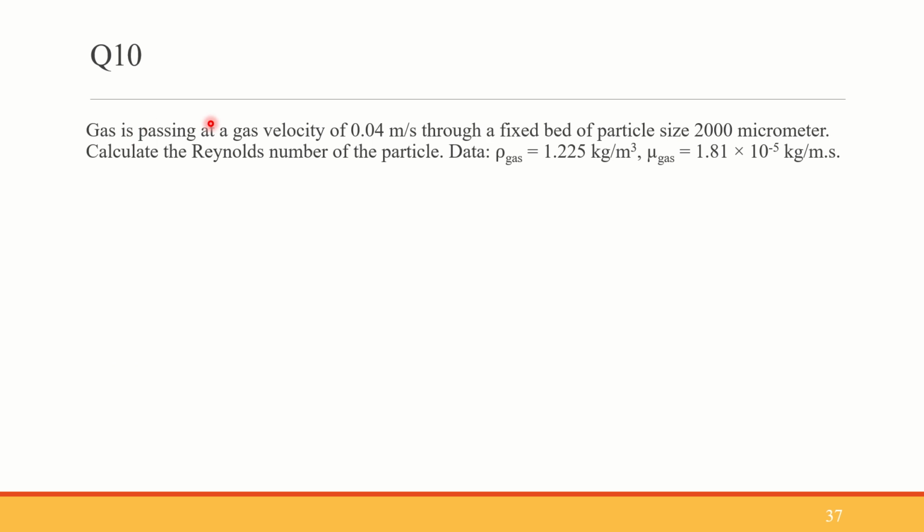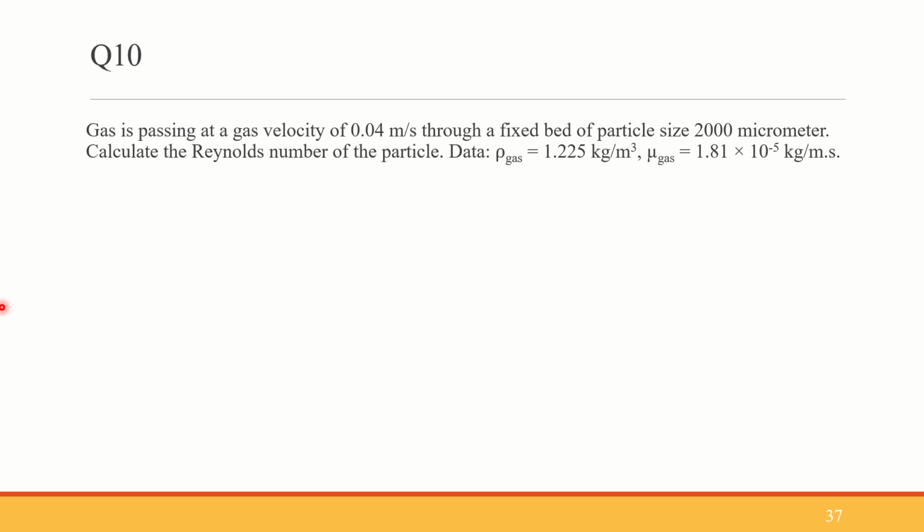Gas is passing at a gas velocity of 0.04 meter per second through a fixed bed of particle size 2000 micrometer. Calculate the Reynolds number of the particle. Data: density of gas, rho gas, is 1.225 kg per meter cube. Viscosity of gas, mu gas, is equal to 1.81 into 10 power minus 5 kg per meter second.